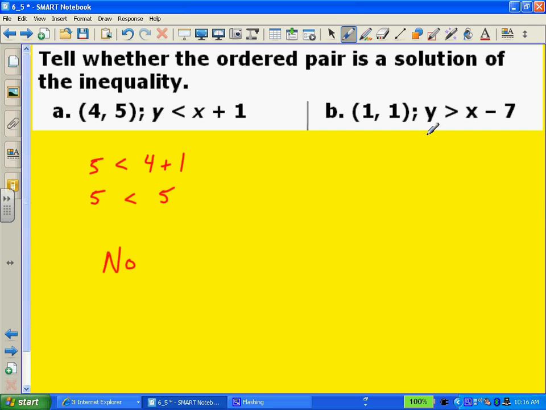Here I have the ordered pair 1, 1, and we want to know if that works and y is greater than x minus 7. So if I plug those in, I'd get 1 is greater than 1 minus 7, which would give me 1 is greater than negative 6. Is 1 greater than negative 6? Yes, it is. So this would be a solution of that inequality. And that's all you have to do for those type of problems. Just plug it in for x and y, and then say yes or no based on whether your statement at the end is true or false.